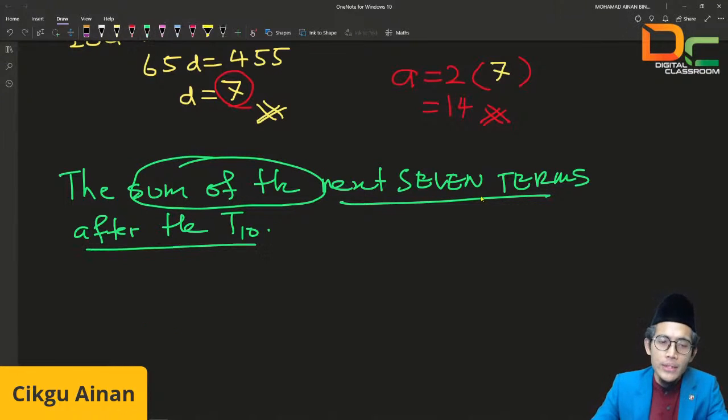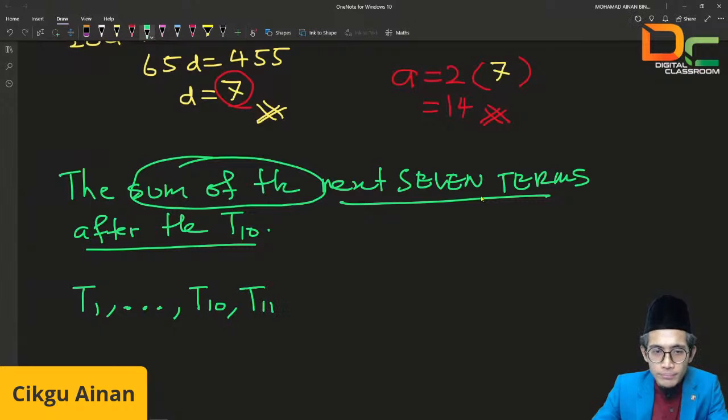The sum of the next 7 terms after the 10th term. What does it mean? Maybe we list all the terms first. So we have T1, and then we have T2, T3, T4, and so on until we get T10. And then after that, T11, and then something else until T17.